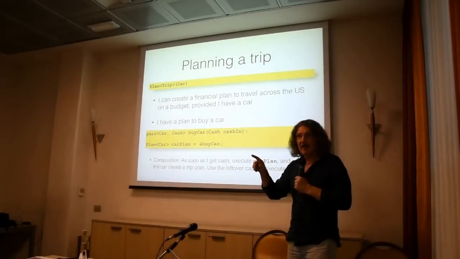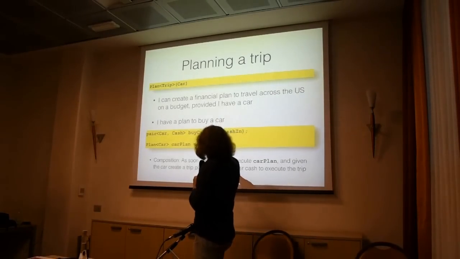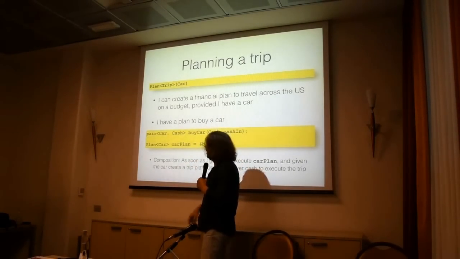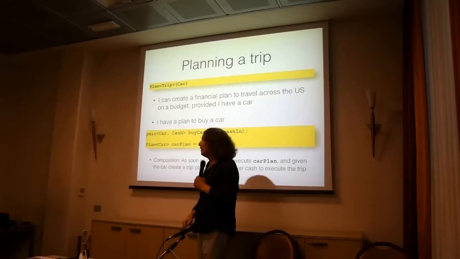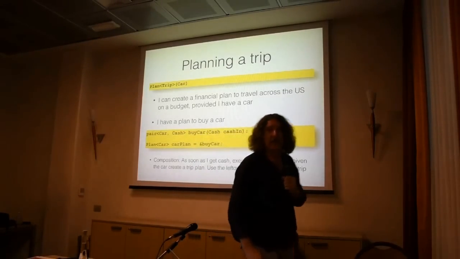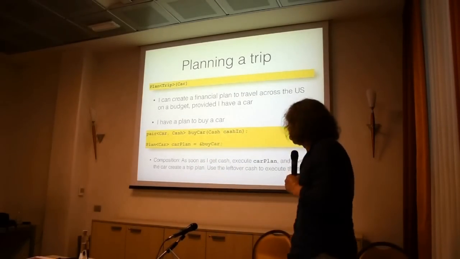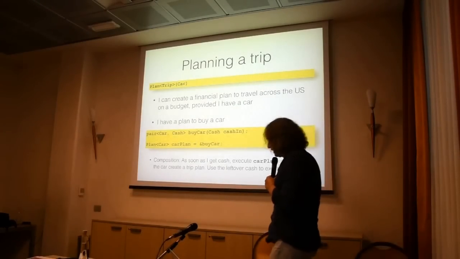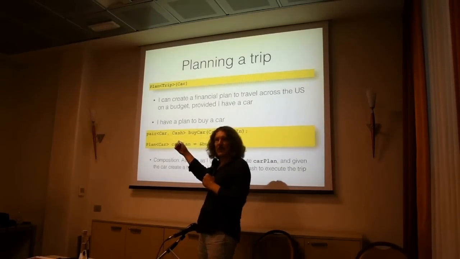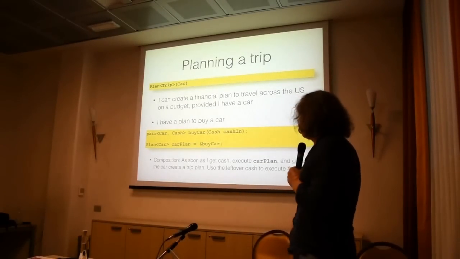And I don't have a car, but I have a plan to buy a car. So I have a function that, given some amount of cash, will give me a car and the leftover cash. So this is my car plan. It's a function that takes cash and returns car and cash. So how do I compose these two? Think of this car plan as the input, and this as a continuation. So how do I compose this?